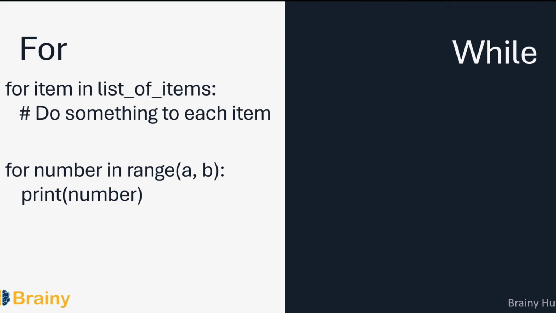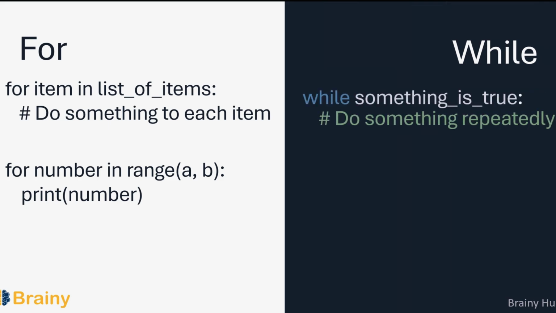But in the while loop, what we do instead is we have the while keyword and then our condition. And if that condition is true, let's say in this case the condition is called something is true. So if this variable is true, then our loop will run and do some task repeatedly. But if the condition turns out to be false, then the loop will not run. So it's basically a mixture of the if statement and the for loop.